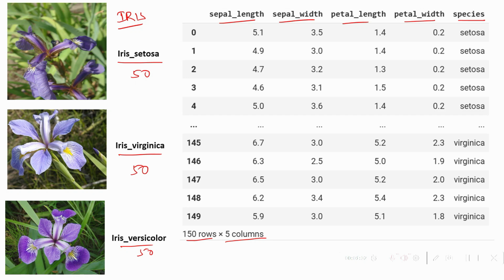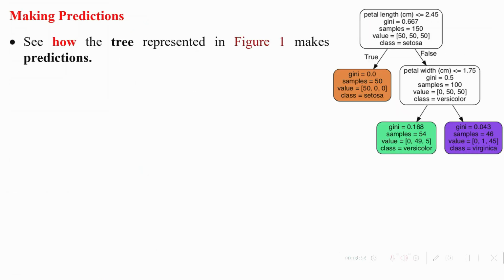Now based on this dataset, we are going to train the model with the help of a decision tree classifier, and we are assigning max depth equal to 2. We are going to use the CART algorithm, whose default value is criterion equal to Gini. Based on this information, we trained the model.